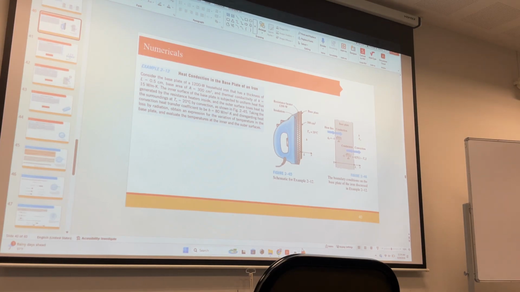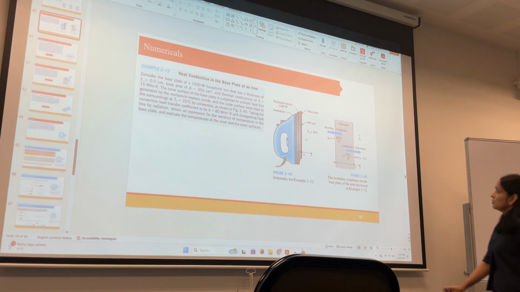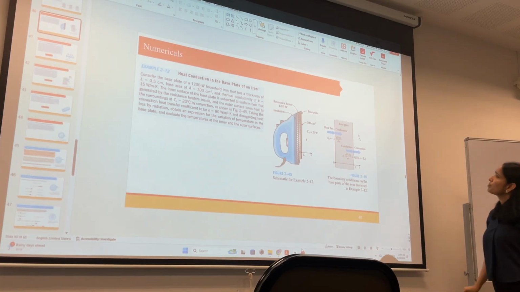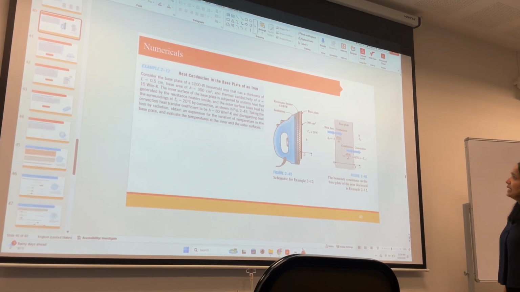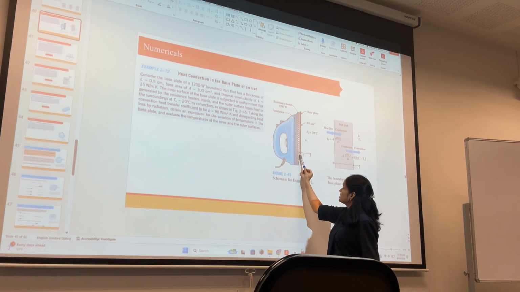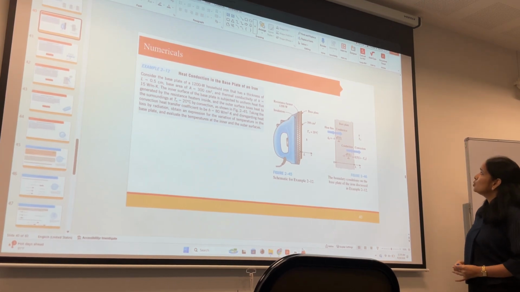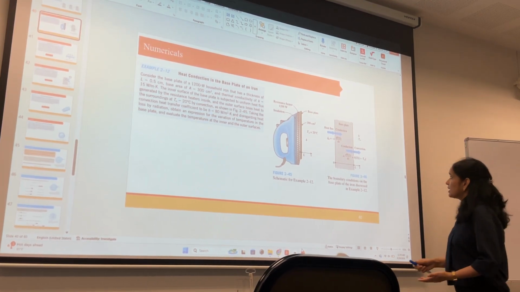Consider the base plate of a 1200 watt household iron that has a thickness of 2.5 centimeter. Base area is given, thermal conductivity is given, and thermal conductivity is constant, not changing. Inner surface of the base plate is subjected to uniform heat flux generated by the resistance heater inside. This is the heater and this plate is subjected to heat flux. Outer surface loses heat to the surrounding at T infinity by convection.